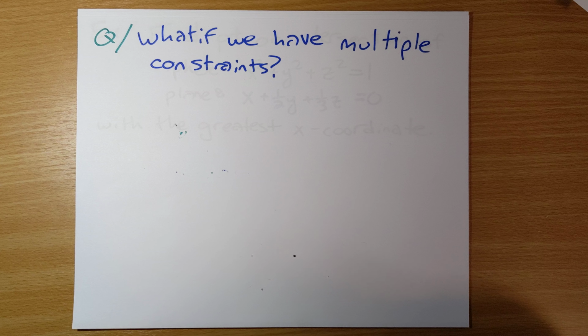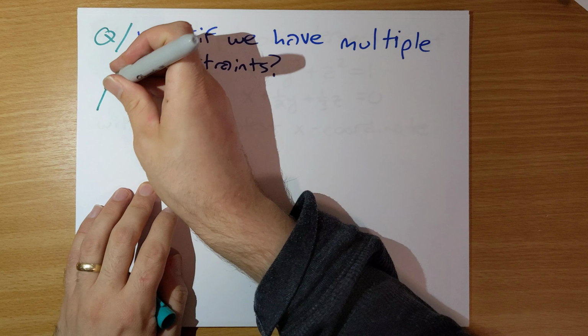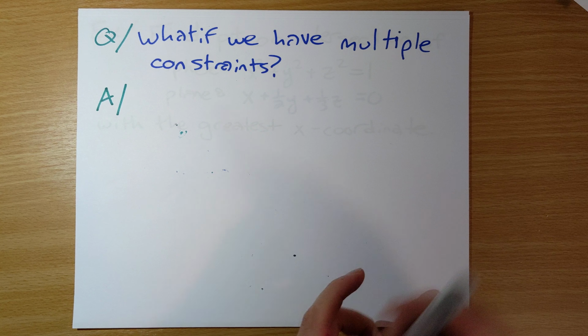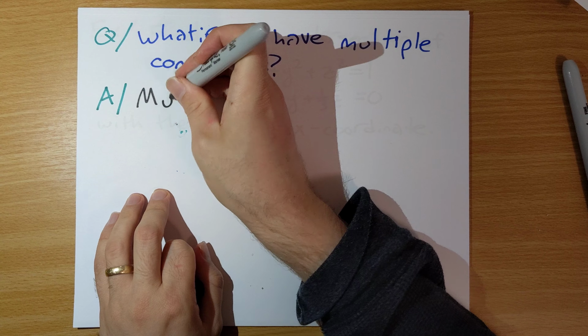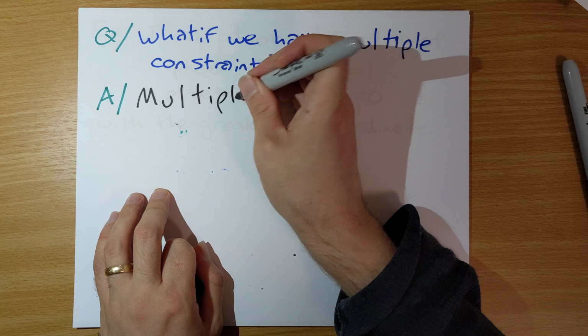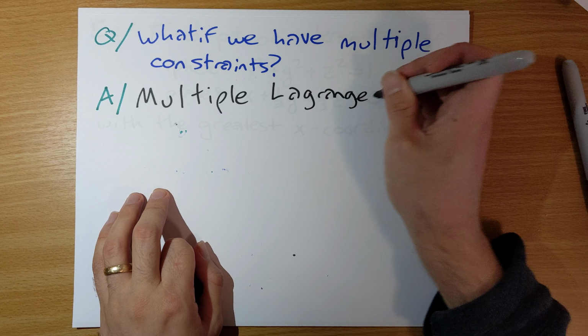And so far, in all of our Lagrange multipliers questions that we've considered, we've had exactly one constraint. So a question that we might think about is, what if we have more than one constraint? As it turns out, we can handle this. The answer is that multiple constraints turn into multiple Lagrange multipliers.